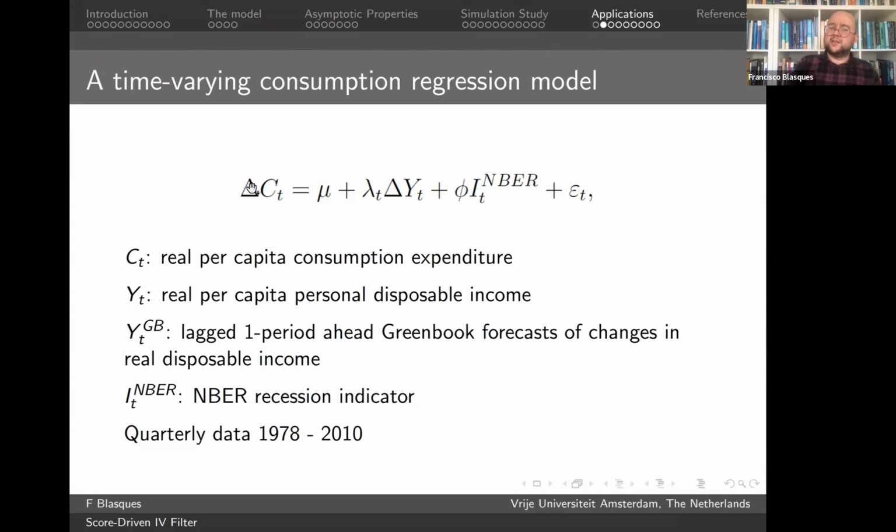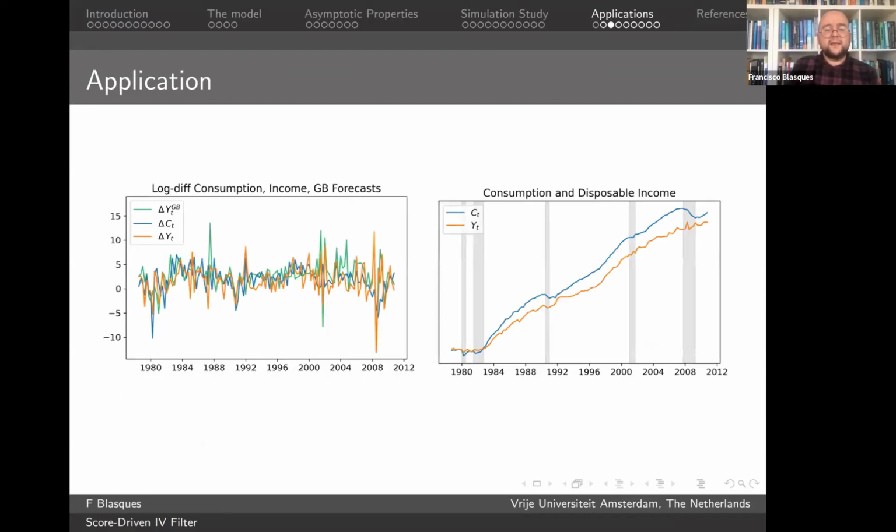So this is changes in consumption. That's disposable income in Y. This is an NBER recession indicator. And we're interested just in filtering lambda. Again, endogeneity is an issue because of simultaneity and a number of other things. This is the data that we have in front of us, the changes in consumption and disposable income.